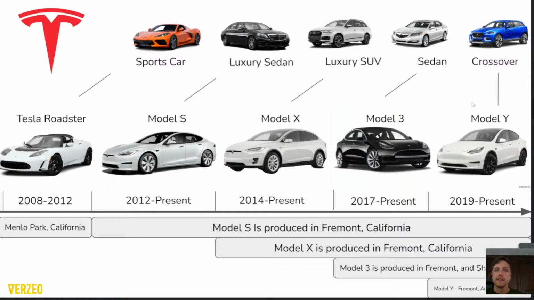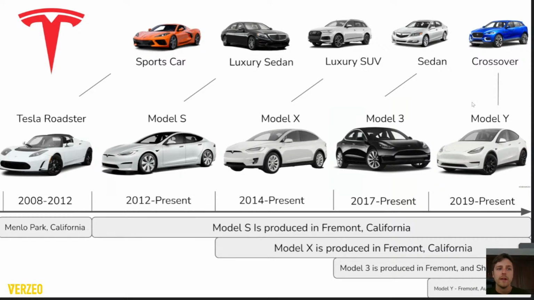So Tesla's first vehicle was a sports car. It was the Tesla Roadster, from 2008 to 2012. It was very low production volume. There were not many of them made. They were a flagship, fancy, innovative technological advancement, and everyone loved it.